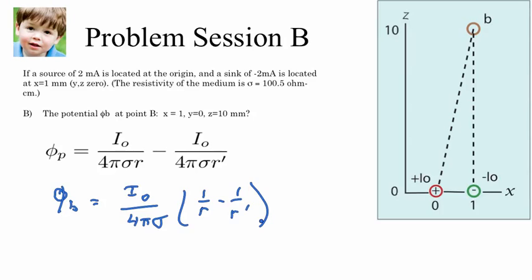Because r is the distance now from point B to the source. So r is here, and that's just a little bit longer than it was in part A. And r prime, the distance to the sink, is just a little bit shorter than it was in part A. So even though the equation is the same, the two distances are a little bit different. Some people would say, in order to distinguish these symbolically, you might want to put a subscript on the r's. So I'll do that here, indicating now these r's come from field point B rather than field point A.